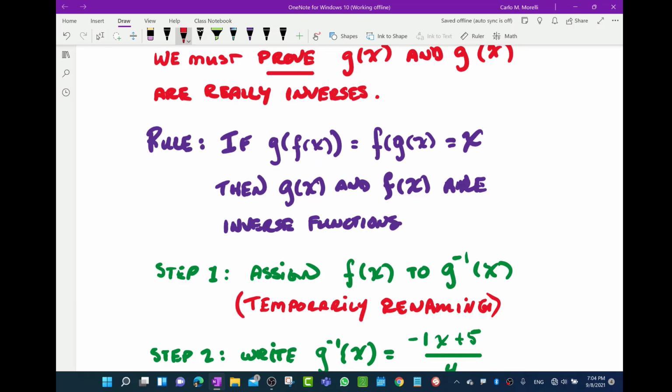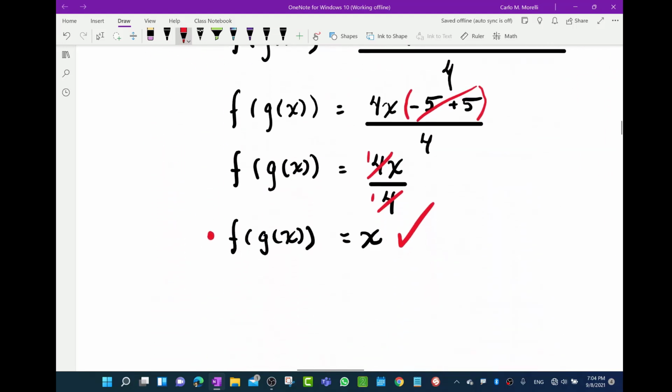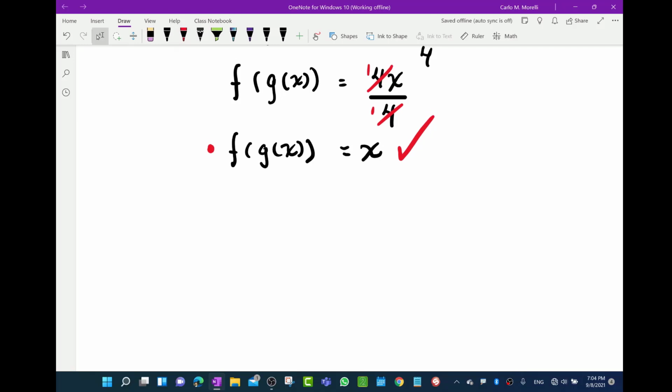Okay? And as a result, g of x and f of x are inverse functions. So we're going to write that as a conclusion. This whole thing is like an essay written using mathematical symbols. So it had an introduction, a body, and a conclusion. So here's our conclusion. Okay?